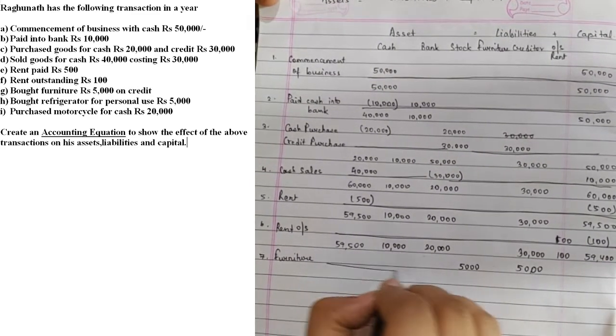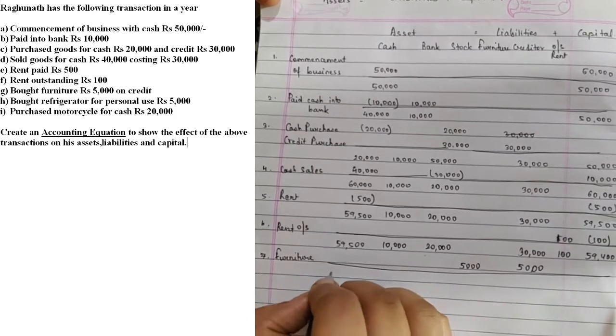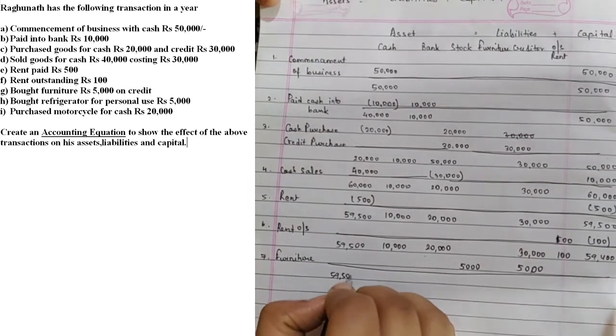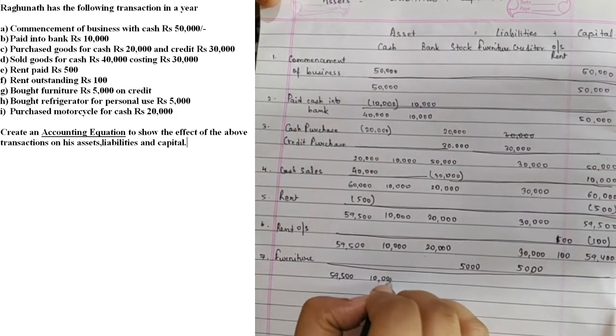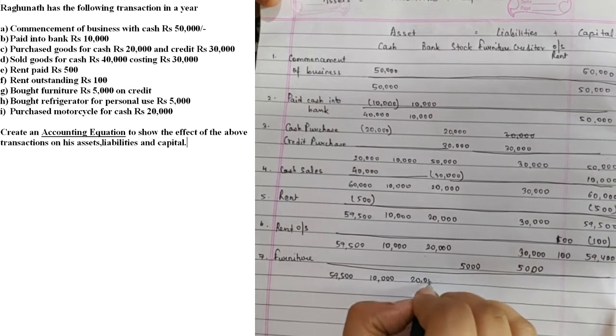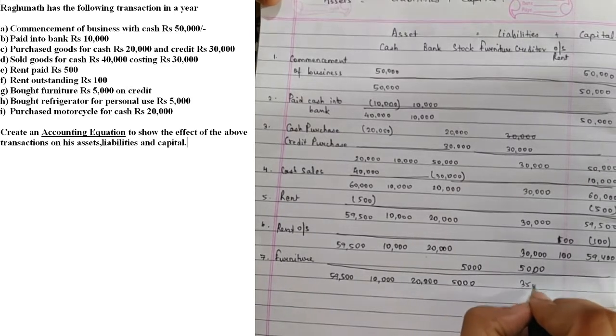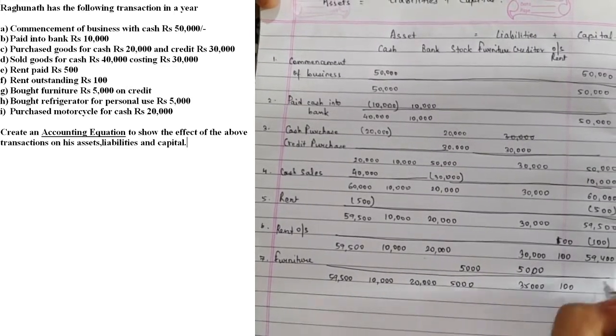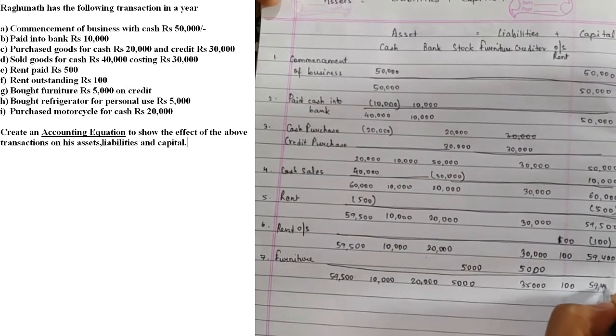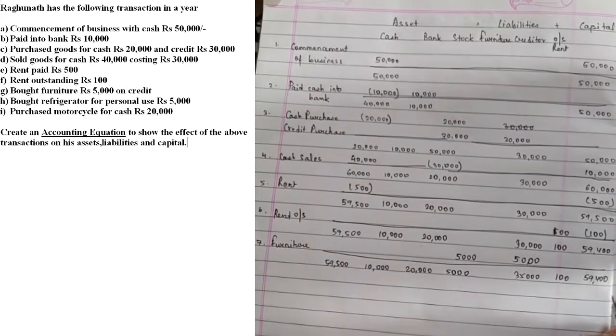At the end of this transaction, the balances are 59,500 cash, 10,000 worth bank, 20,000 in stock, 5,000 of furniture, 35,000 creditor, 100 is the outstanding expense, and 59,400 is my capital.